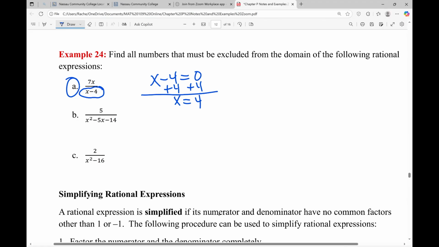Look what happens when I plug 4 into the denominator. If I replace x with 4, 4 minus 4 would be 0. And then I'd be dividing 7x by 0, and I can't divide by 0. So we need to exclude x equals 4 from the domain.